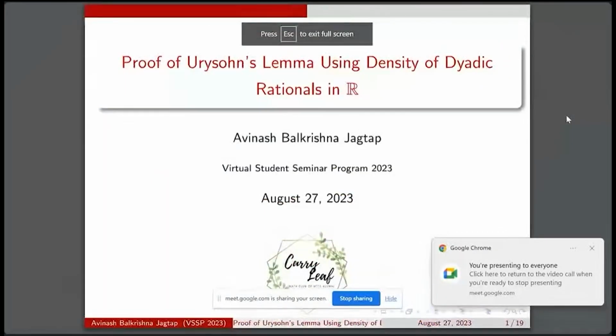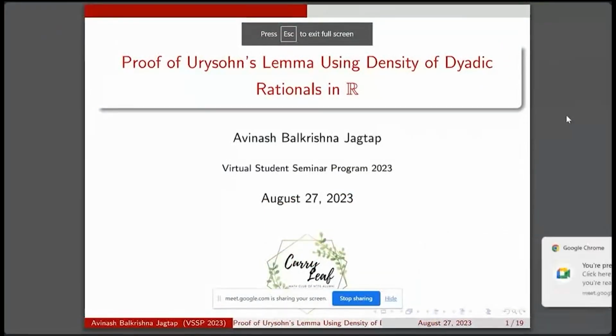Our next speaker is Avinash. He is currently a first year MSc Mathematics student at IIT Madras. He has attended MTTS Level 1 at IIT Madras in 2023. His topic is Proof of Urysohn Lemma using the density of dyadic rationals in R. Over to you, Avinash.